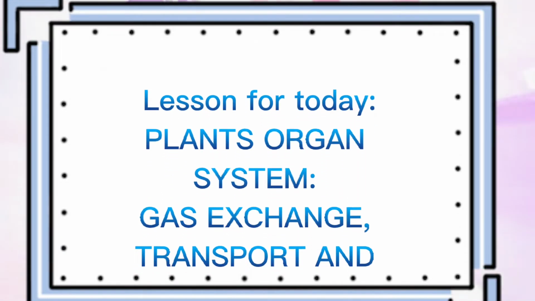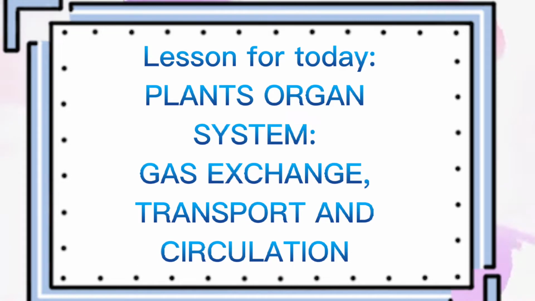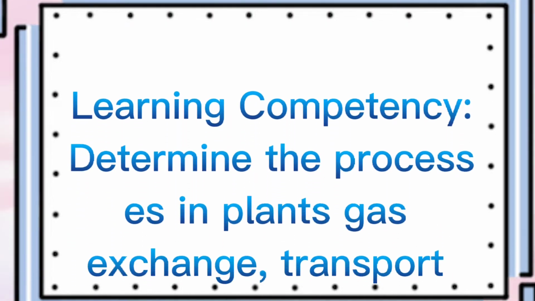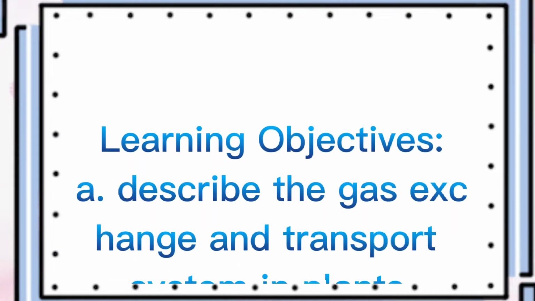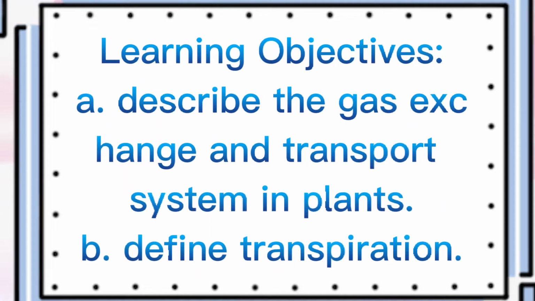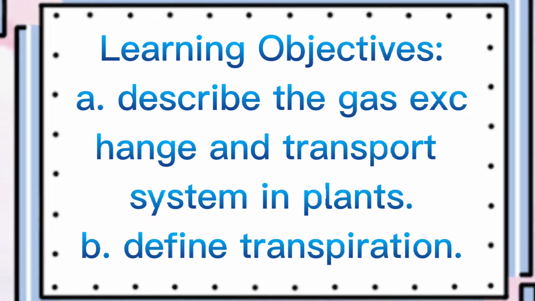Let us discuss this further, so stay focused and don't go away. Our lesson for today is Plants Organ System, Gas Exchange, Transport, and Circulation. And for the learning competency, the learner determines the processes in plants' gas exchange, transport, and circulation. At the end of the lesson, you're expected to describe the gas exchange and transport system in plants and define transpiration.